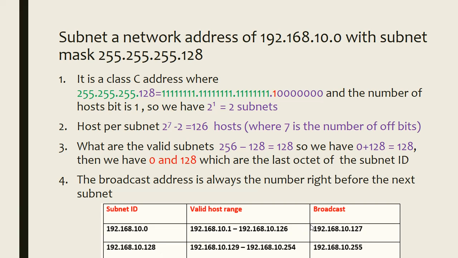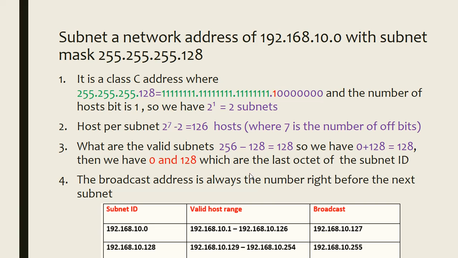So now the last octet of the valid host range is the number before this broadcast address. Now if I'm having 128 here, I'm having 126 hosts here. So that means my valid hosts start from 1, not 0. 0 is a subnet ID and 128 is a subnet ID. If you assign it to a host, it's going to complain that it is not valid because it is a subnet ID. We can't assign a subnet ID. So it's going to start from 1 to 126.